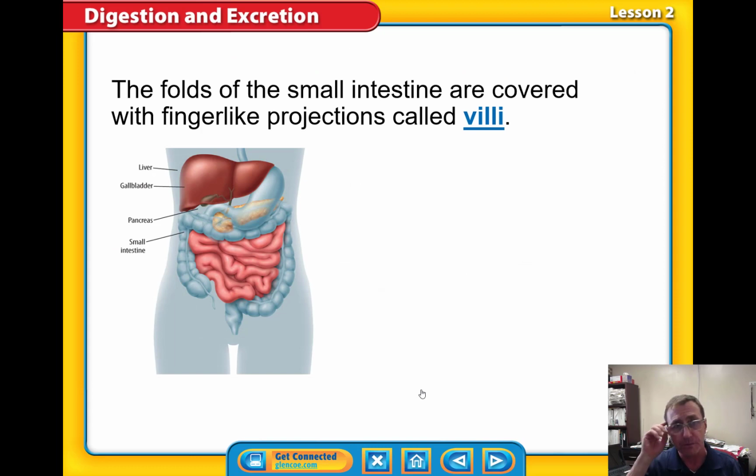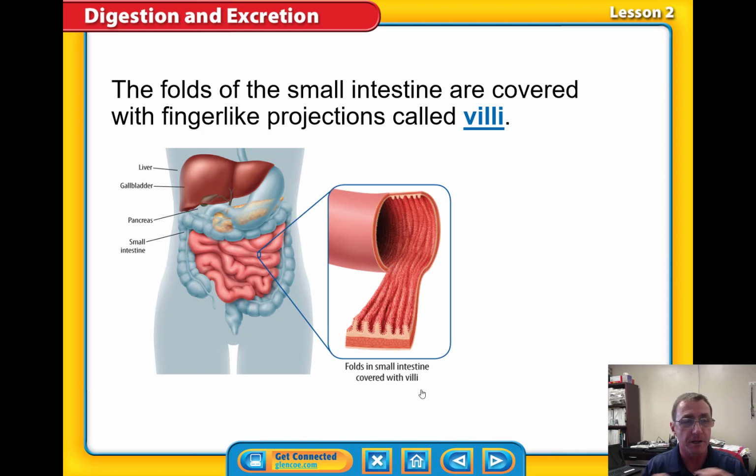The folds of the small intestine are covered with finger-like projections. Again, I love that. Called villi. You see the I's and the L's make it almost look like little finger-like things. This diagram here that you see on your screen: liver, gallbladder, pancreas, small intestine, stomach, esophagus up there, large intestine, and rectum. You should be familiar with this, right? For the quiz and the test and just knowing what you're supposed to learn.